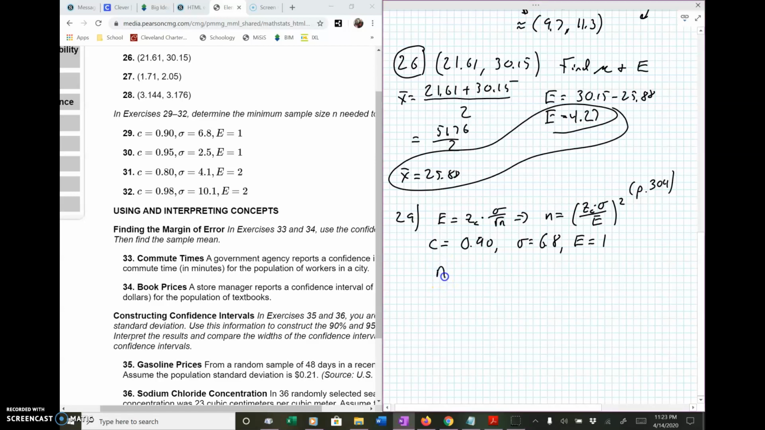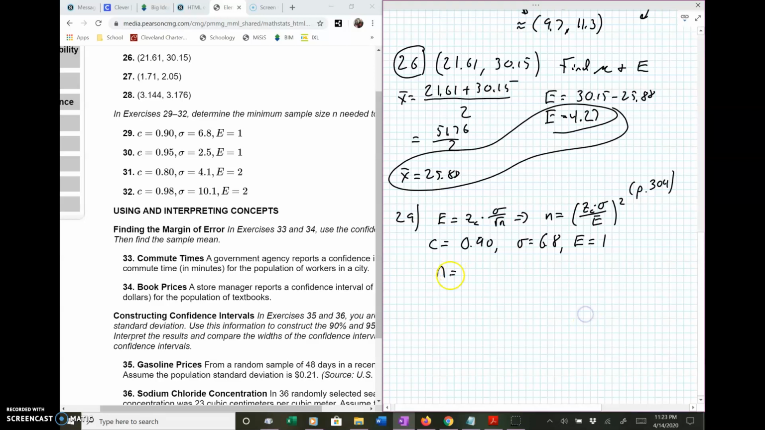So my sample size, and this is an answer we always round up. So if you get 30.2, you got to round it up to 31. No matter what it is, you always round this number up. That's one of the exceptions for rounding in this class.